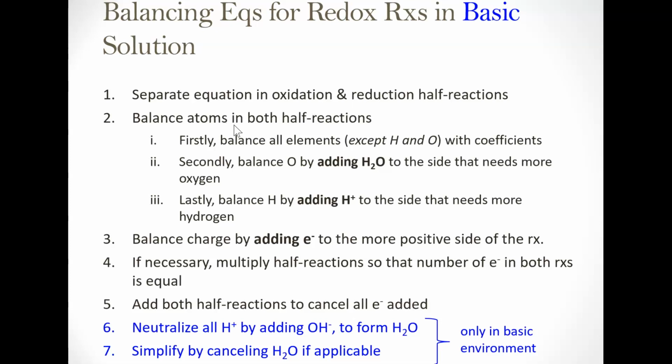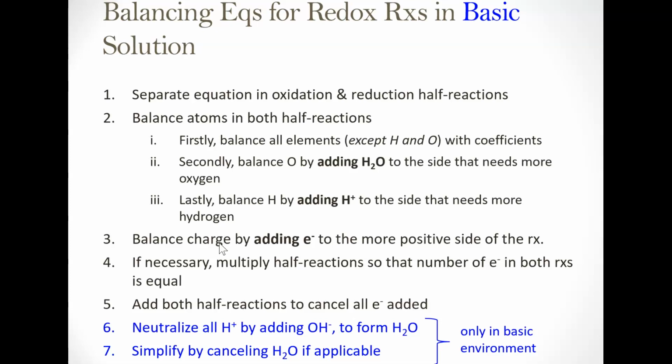Then we balance the atoms. There's an order in which we balance the atoms in the half reactions. First, balance all elements except for hydrogen and oxygen. Secondly, we balance oxygen by adding H2O to the side that needs more oxygen. And lastly, we balance the hydrogens that we've introduced by adding water, by adding hydrogen to the side that needs more hydrogen.